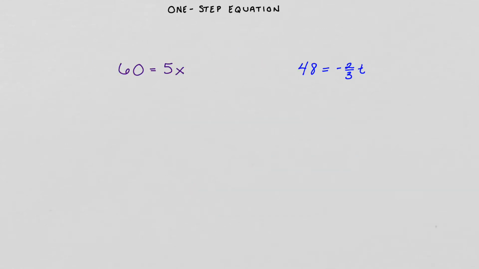Let's look at one-step equations first. And really what we mean by one-step equations is that it's only going to take one step in order to get the variable completely isolated. Our first problem is 60 is equal to 5 times x. I know that this is multiplication because I do not see any operation happening between 5 and x.